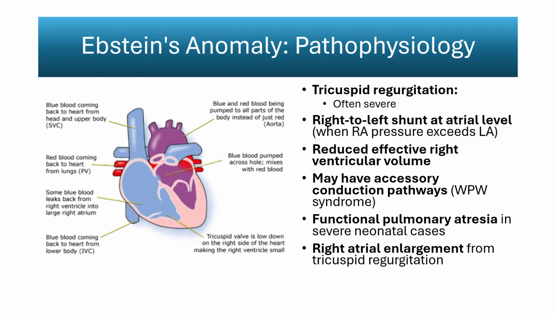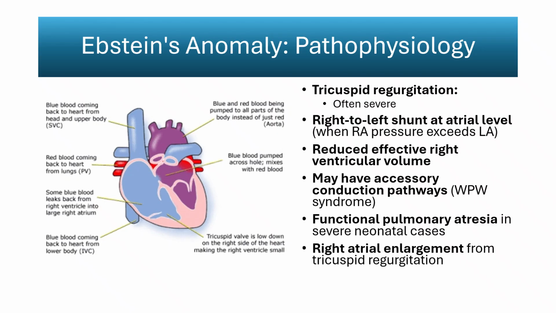The pathophysiology of Ebstein's anomaly is driven primarily by severe tricuspid regurgitation. With each contraction, blood is ejected retrograde into the right atrium rather than forward to the pulmonary artery. This volume load leads to striking right atrial dilation and elevated atrial pressures. When right atrial pressure surpasses left atrial pressure, shunting across a patent foramen ovale or atrial septal defect becomes right to left, producing systemic desaturation and cyanosis.